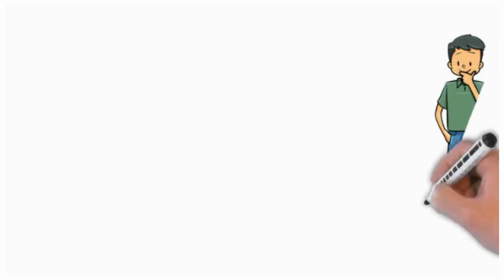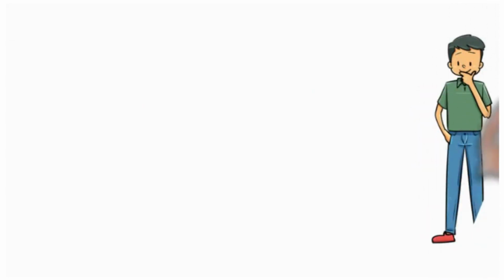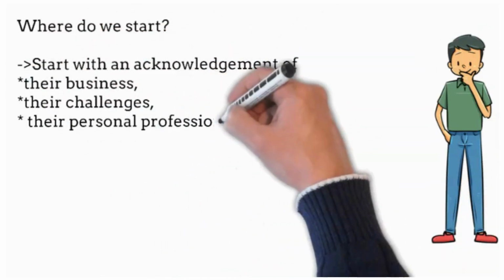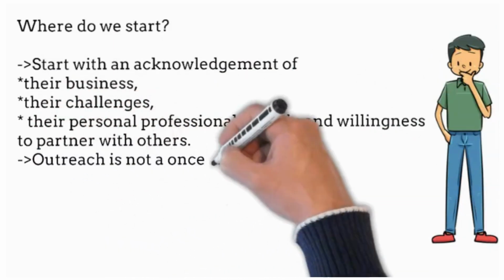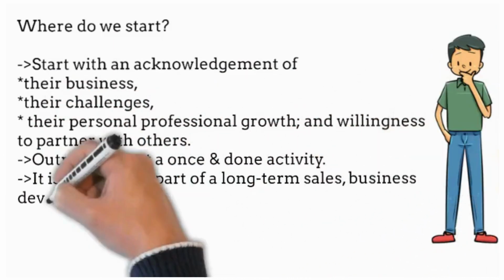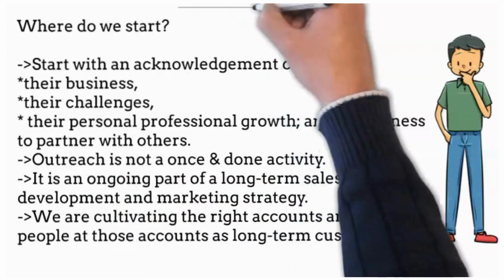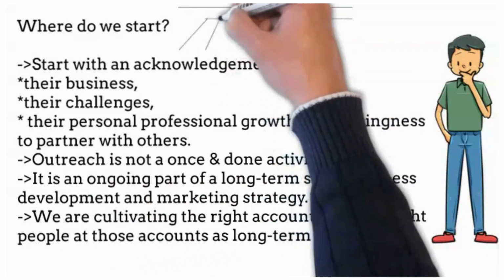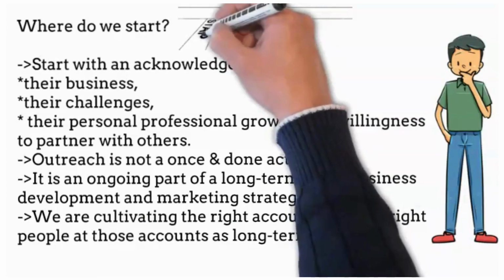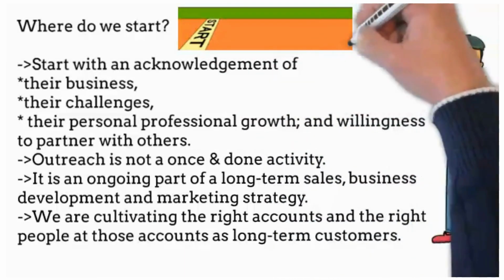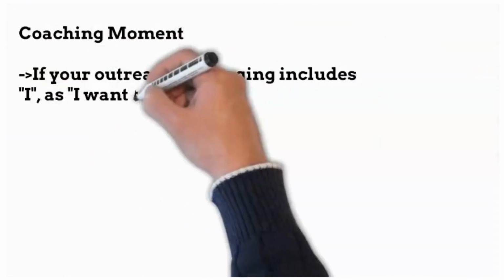Okay, so with ABM 5, where do we start? Well, we start with an acknowledgement of the prospect's business, their challenges, their personal, professional growth, and willingness to partner with others. Outreach is not going to be a once and done activity. It's an ongoing part of a long-term sales, business development, and marketing strategy. We're cultivating the right accounts and the right people at those accounts as long-term customers.